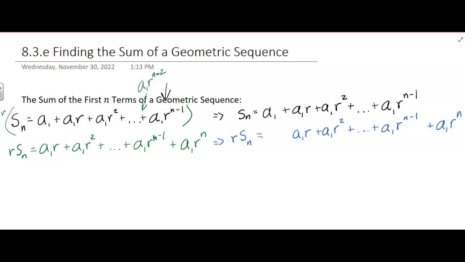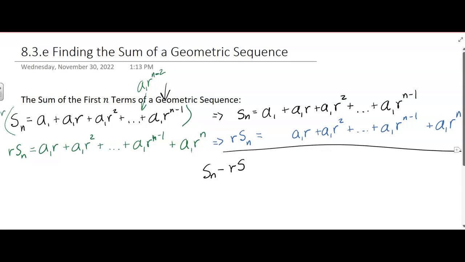Well, now what I'm going to do is I'm going to subtract the two equations. So I have s sub n minus r s sub n equals a sub 1. Okay, so that's the a sub 1. Those are canceling because you're subtracting, canceling, canceling, and then what's left? This last one, a sub 1 r to the nth.